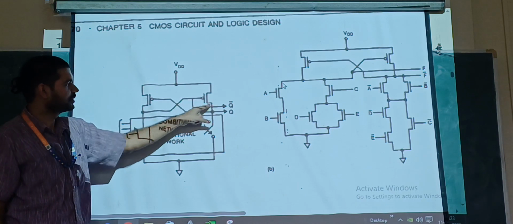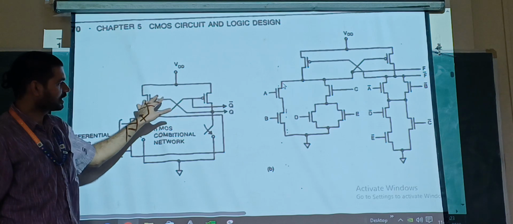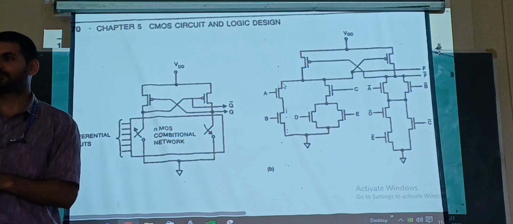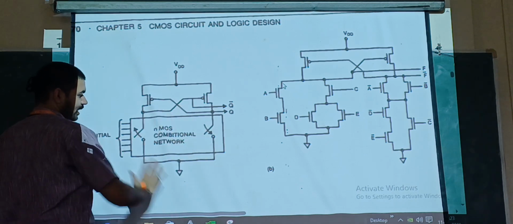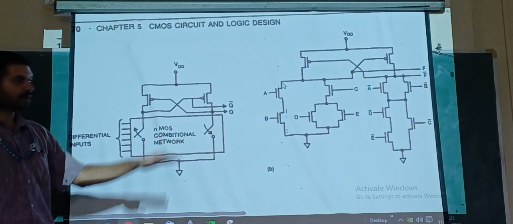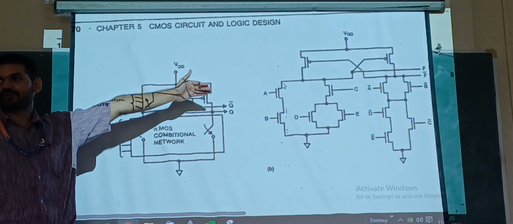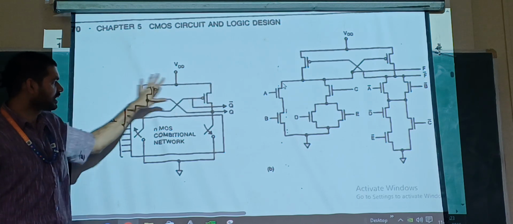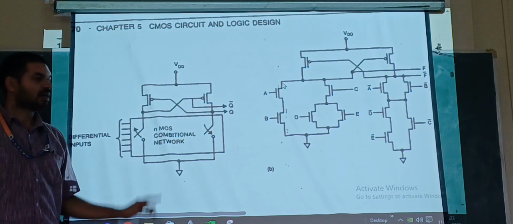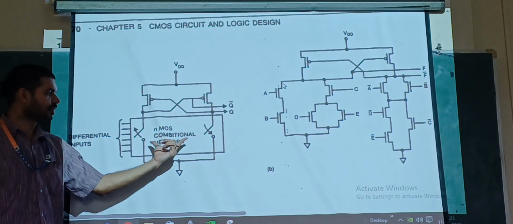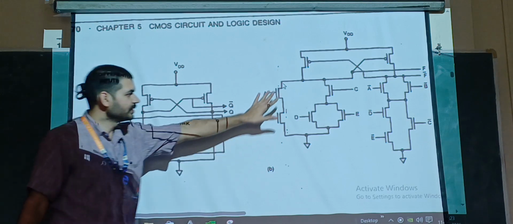connected to the gate of this PMOSFET. So the two outputs are connected to the gates of both the PMOSFETs. Okay, and what about the NMOS combinational network? PMOS is always just this. You take any design, the PMOS circuit is just this. This is common, right?